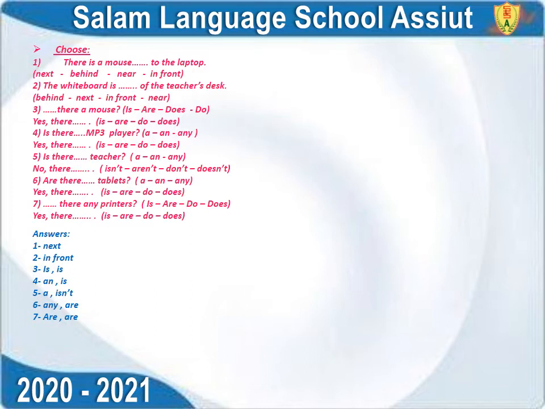Number 5. Is there a teacher? No, there isn't. Number 6. Are there any tablets? Yes, there are. Number 7. Are there any printers? Yes, there are.